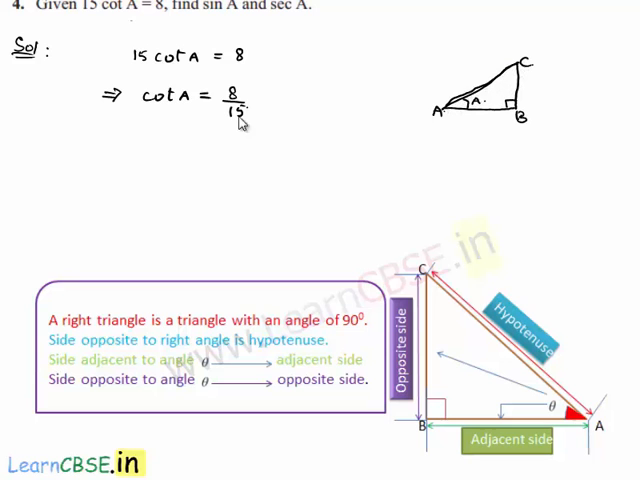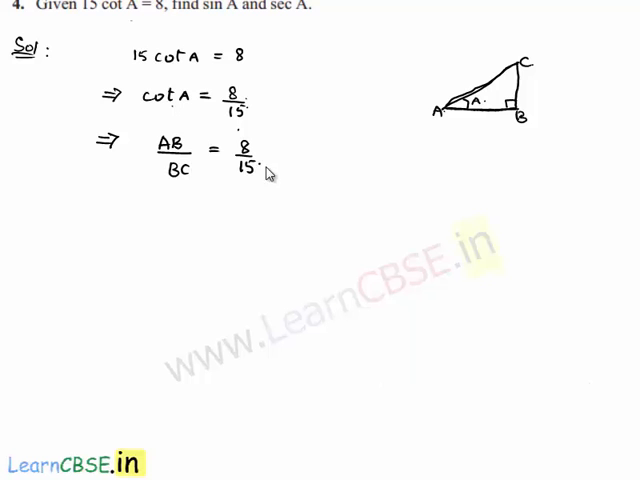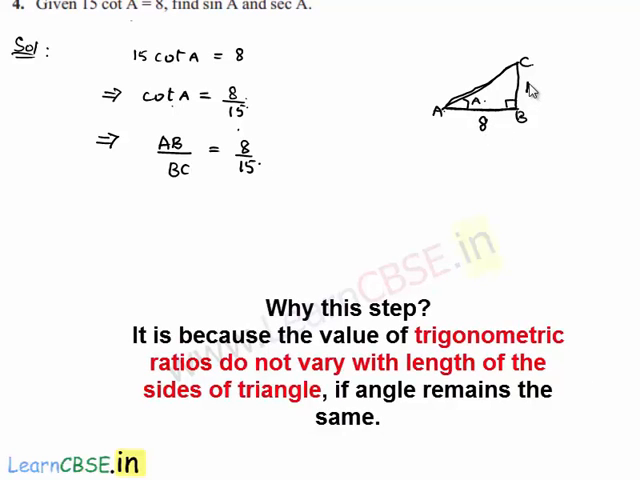In this, he has given that cot A is equal to 8 by 15. We know that cot of an angle is nothing but the ratio of its adjacent side by opposite side. We can write cot A as the adjacent side of angle A, which is AB, by the opposite side of angle A, which is BC, which is equal to 8 by 15. So here we can write AB as 8 and BC as 15.